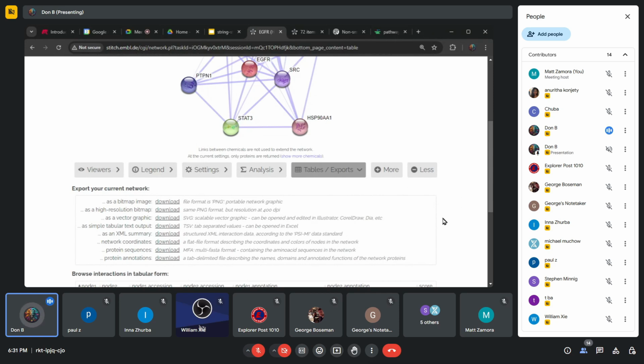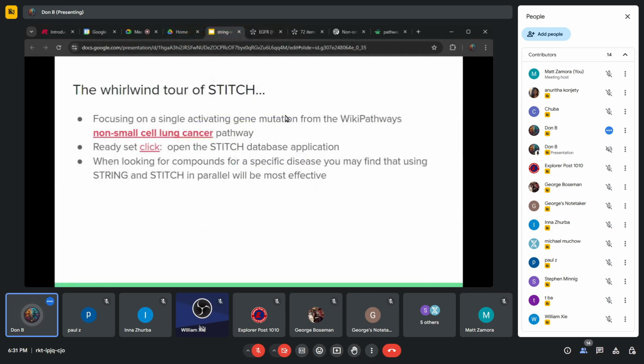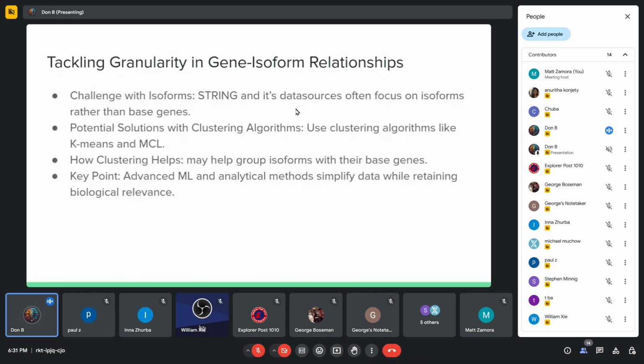But it doesn't have the integration with Cytoscape that we saw in String. So I just want to point out that it is a difference. And there's also a missing cluster button. So anyway, that's the quick whirlwind tour, and the point that I was going to hand it over to Inna.